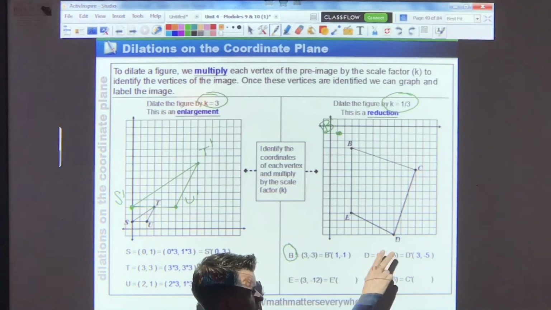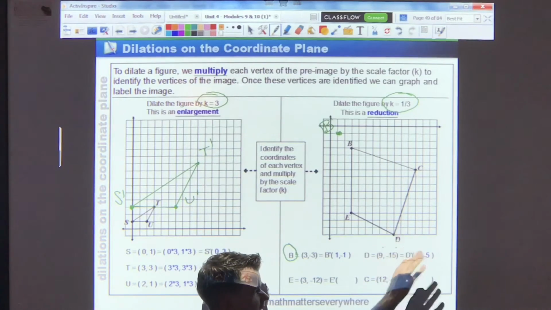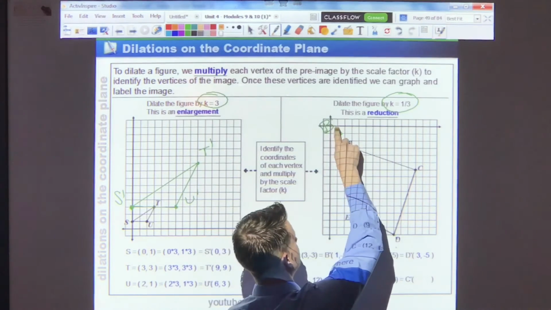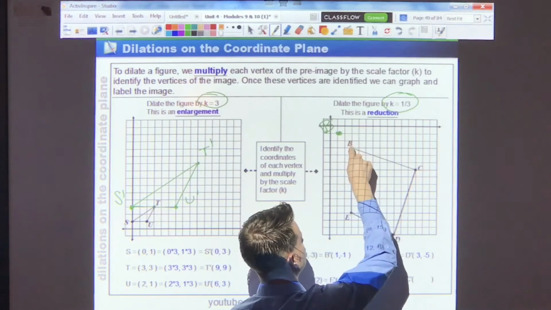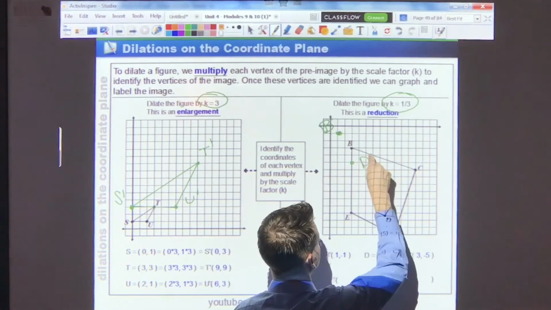Same process. We take both of these, multiply them by 1/3. You would end up with 3, comma, negative 5. So we go to 1, 2, 3, down 1, 2, 3, 4, 5. That's going to give me D prime.